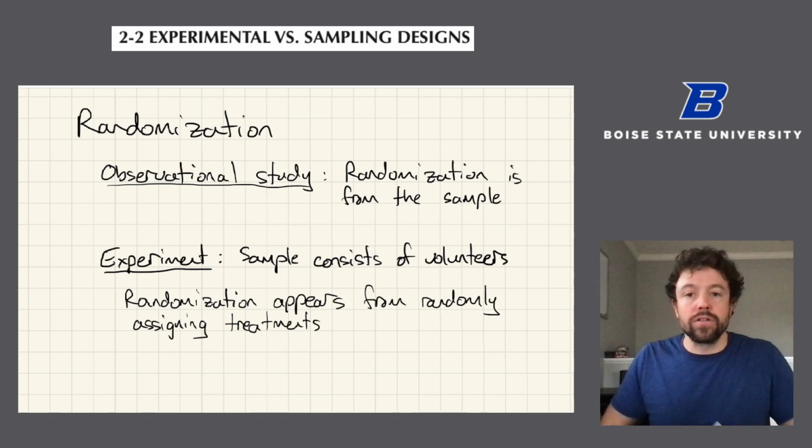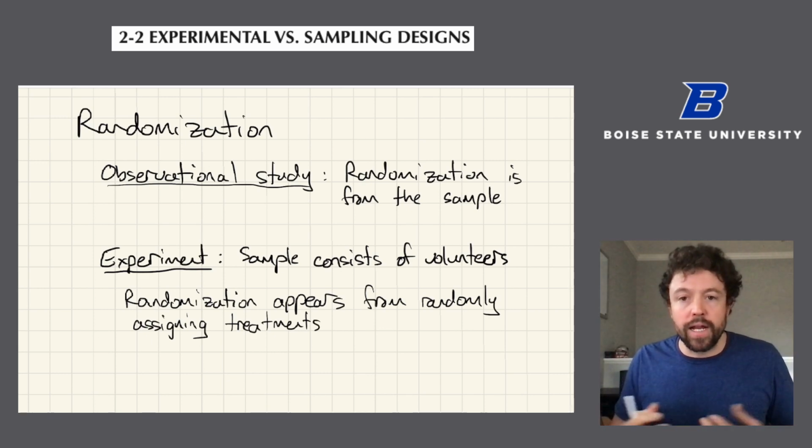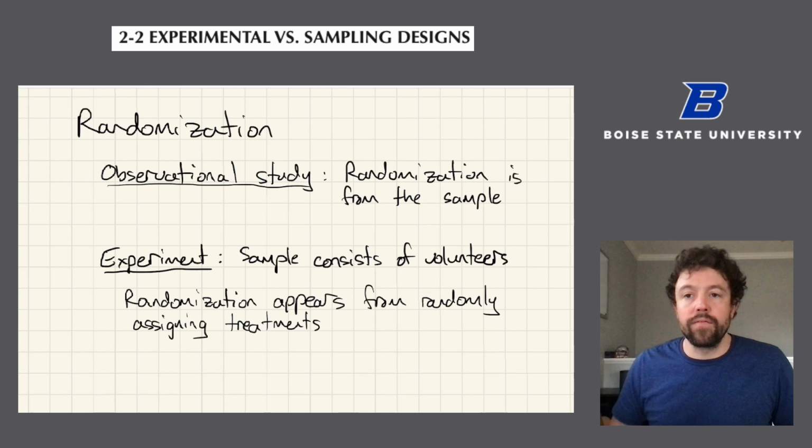So in this section, you'll see a lot more than just randomization. There will be a lot of in-depth look into how we design experiments and how we sample populations. But I want you to have this idea in the back of your mind that you should be looking at this important distinction in how randomization comes into play. In an observational study, the sample is what's random. In an experiment, the sample is almost certainly not random, and the randomization is coming from the random assignment of treatment.